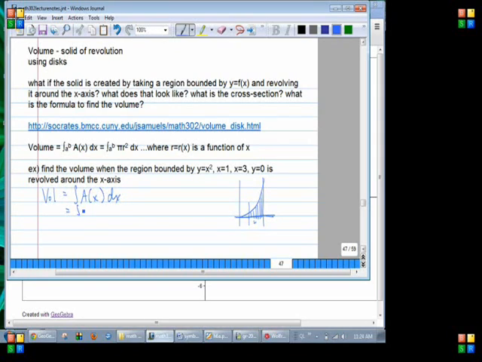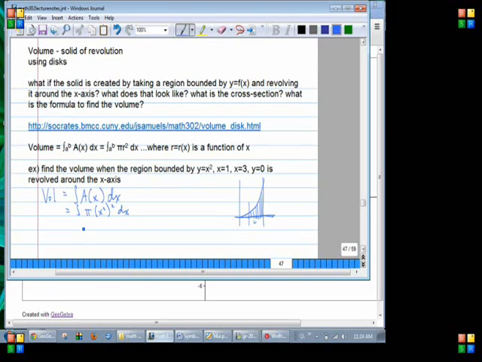And what is the formula for the area? Pi r, it's going to be pi r squared. And what is r in this case? It's the function which is just x squared. And we should be integrating from where to where? From 1 to 3.